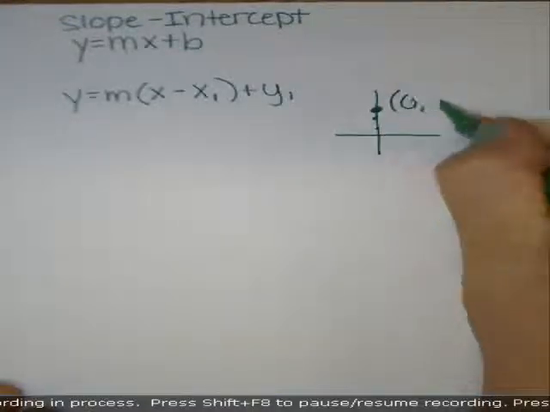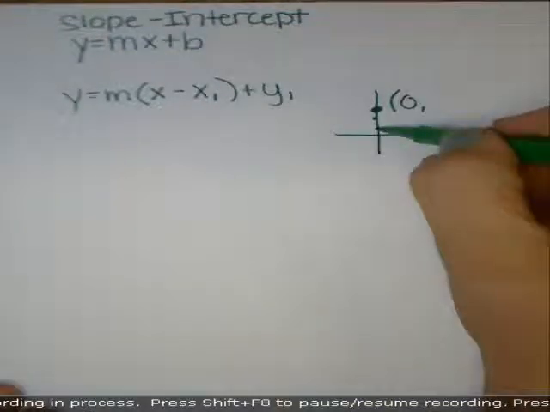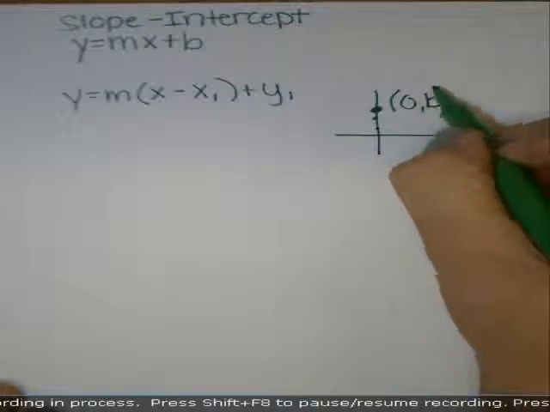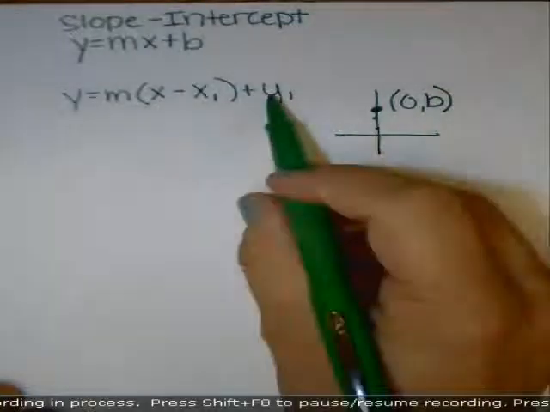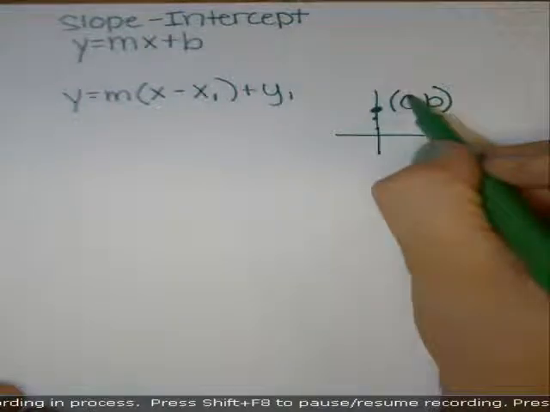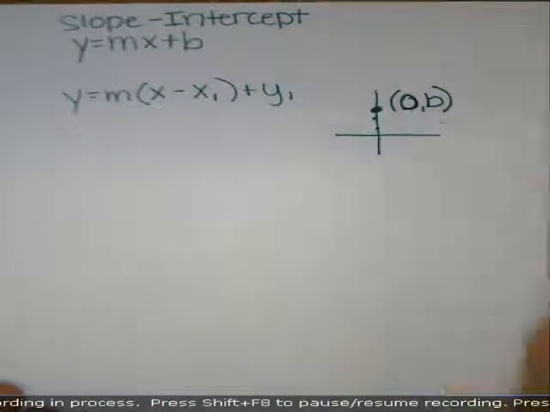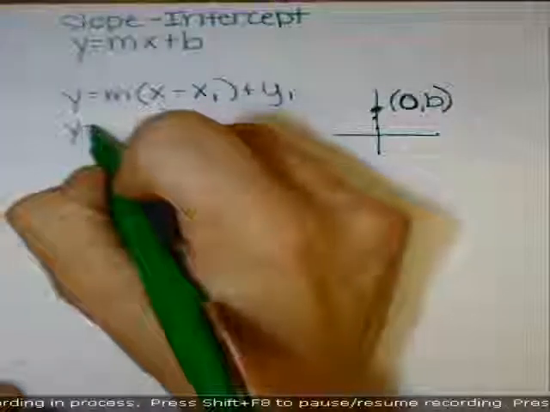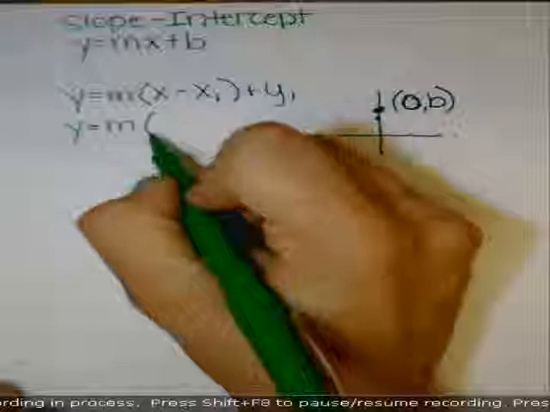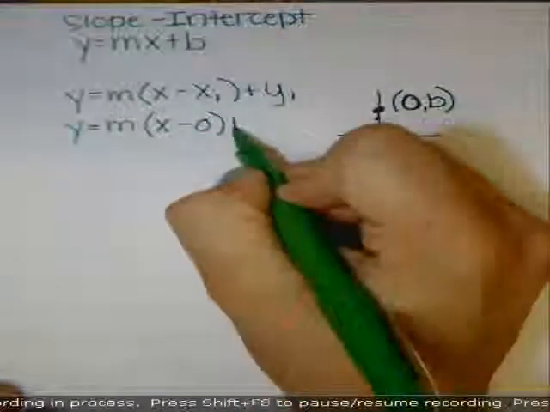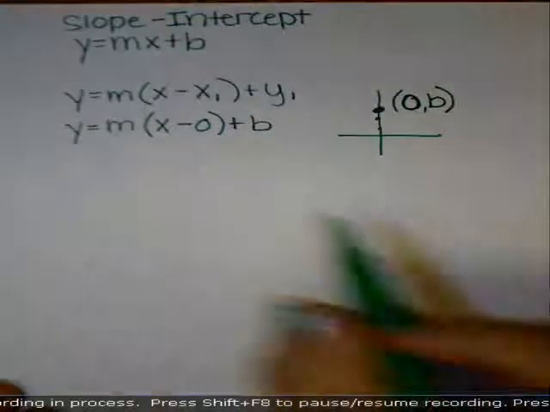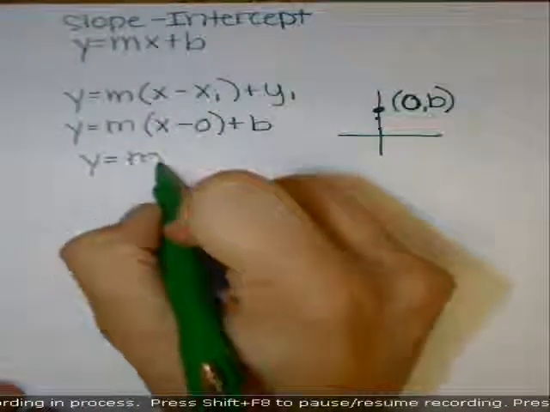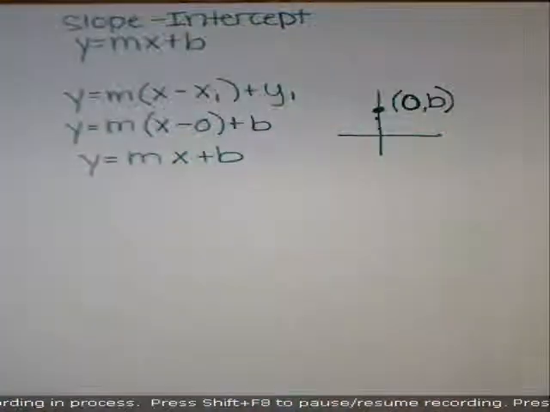would be 0 with different x values. So this would be (0, 1), (0, 2), (0, 3). If I don't know what number it is, I'm just going to call it b. It's just a value, another variable for y, but we know we don't want to call it y1 anymore because we know that the x1 value is 0. So if I were to take this and plug it into my formula, x minus 0 plus b, x minus 0 is just x, and I'm left with this formula y equals mx plus b.